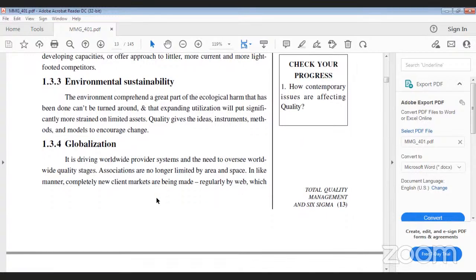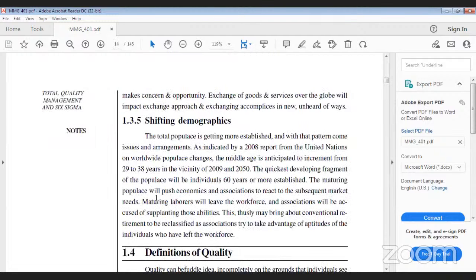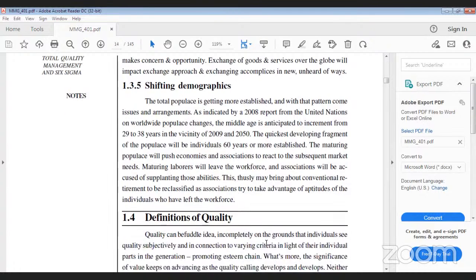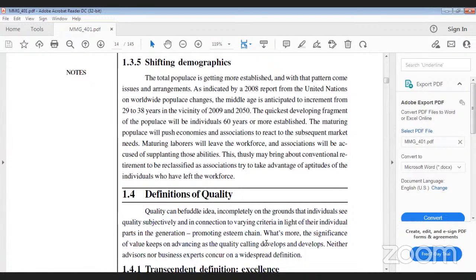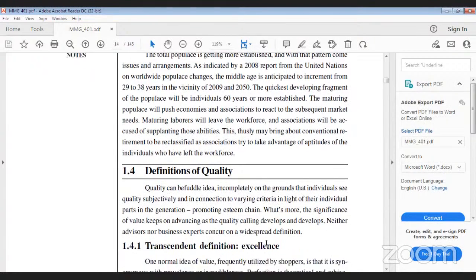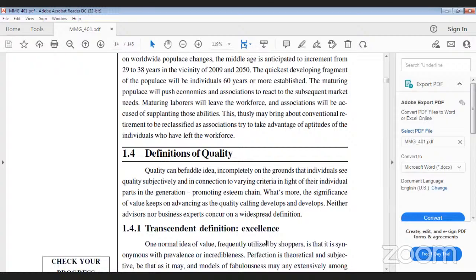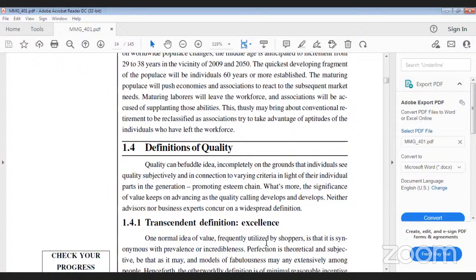Then there are some points about the shifting demographics here. The total population is getting older, and with that trend come issues and solutions there. Then there are also reports indicated from the United Nations on worldwide population changes, and median change is the objective there. Then there are also definitions of quality given here. The first definition is that quality can be a difficult concept, partly because people will see quality subjectively, in addition to the various criteria in light of individuals' parts of the generations also there.